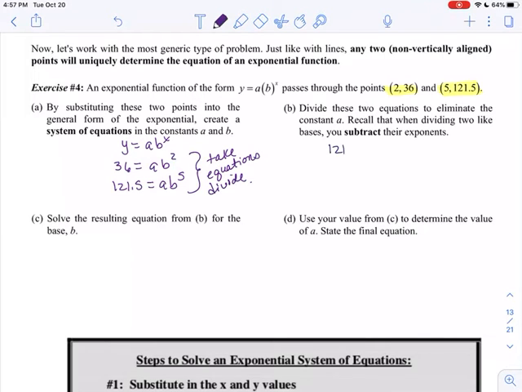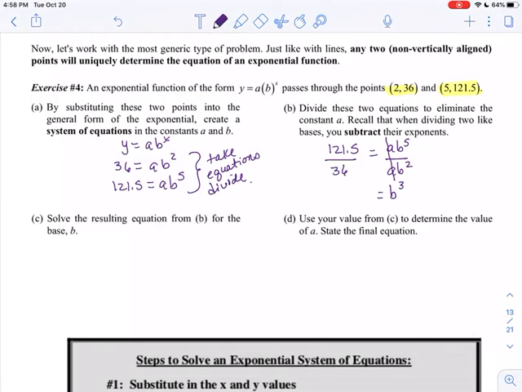Now, does it matter which one goes on top? It sort of does matter which one goes on top. I want the higher exponent to be on top. So I'm going to put the 121.5 equals ab to the fifth on top, and I'm going to divide by the 36 equals ab squared. So I just took the equation with the higher exponent and put it on top. Because look what happens. The a's cancel.